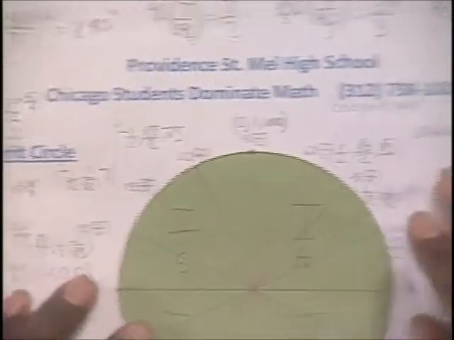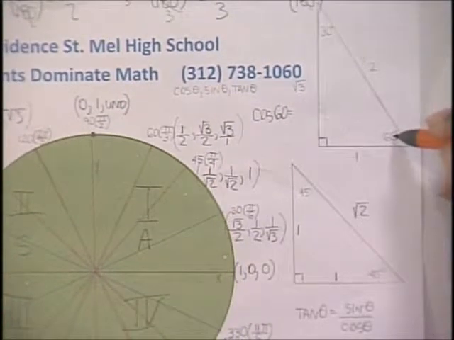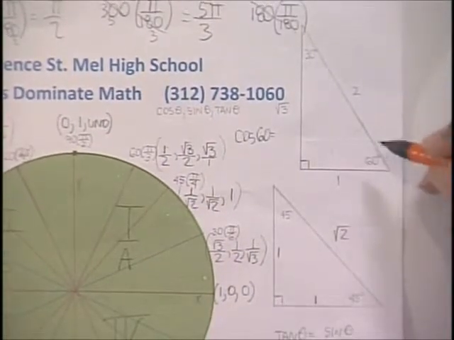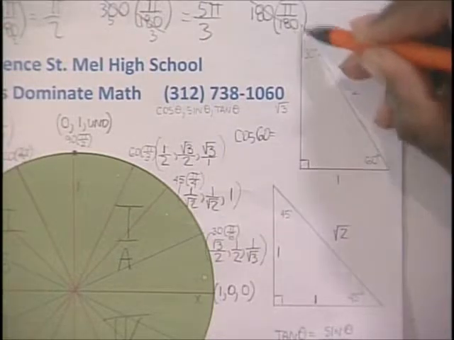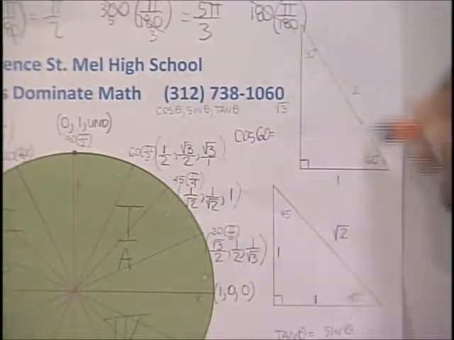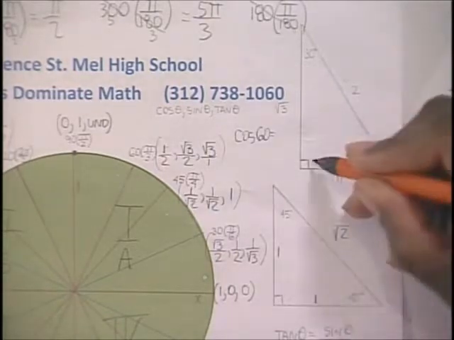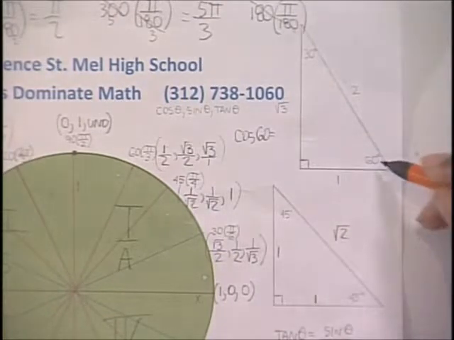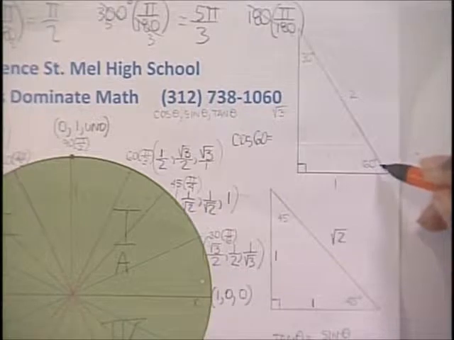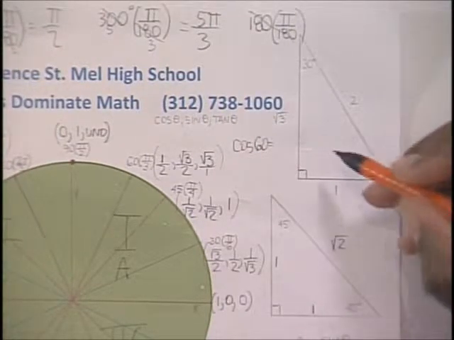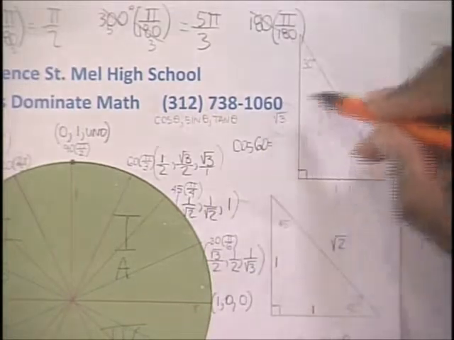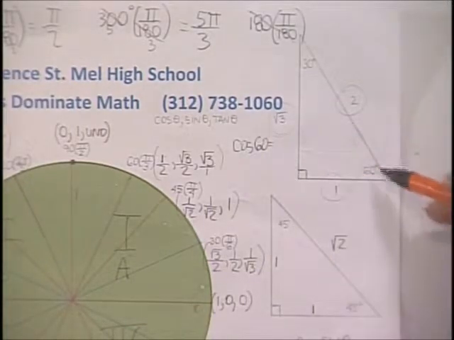Adjacent means next to. The hypotenuse is the longest side, always the side opposite the 90-degree angle. So what side do you think is adjacent to the 60, remembering that adjacent means next to? It's not the 90, that's an angle. It's a side, either this one or this one. What side is next to the 60?